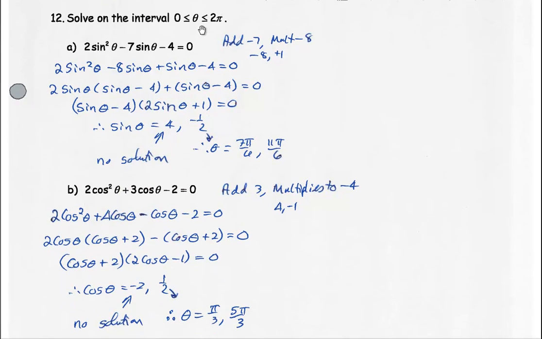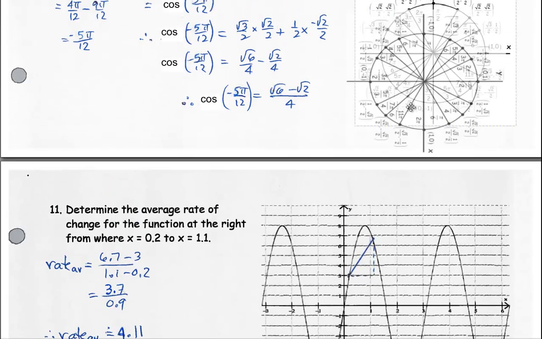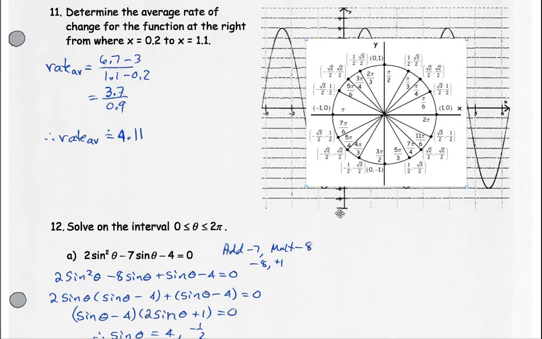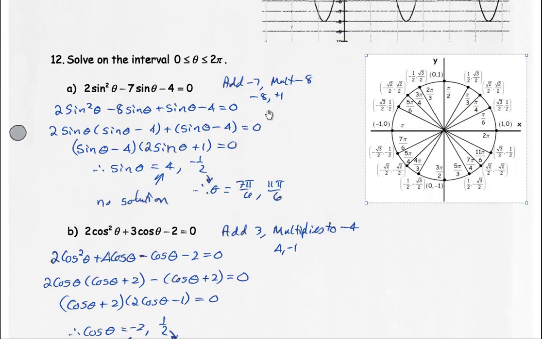For number 12, you're asked to solve these on this interval, and actually let's go get that unit circle, because we're going to need that down here for these questions. So the first thing we have to do is factor this. We need to find two numbers that add to negative 7 and multiply to negative 8, because 2 times negative 4 is negative 8. And so that would be negative 8 and positive 1. So I'm going to use decomposition to factor this. We decompose or break down that negative 7 sine theta into negative 8 sine theta plus 1 sine theta.